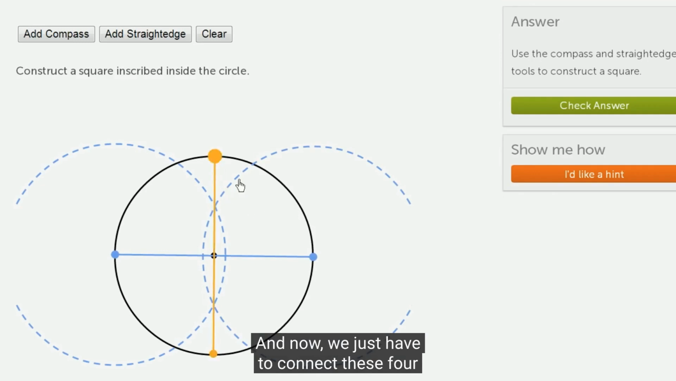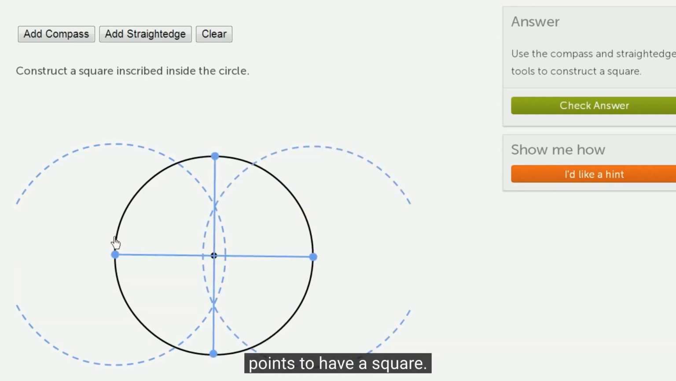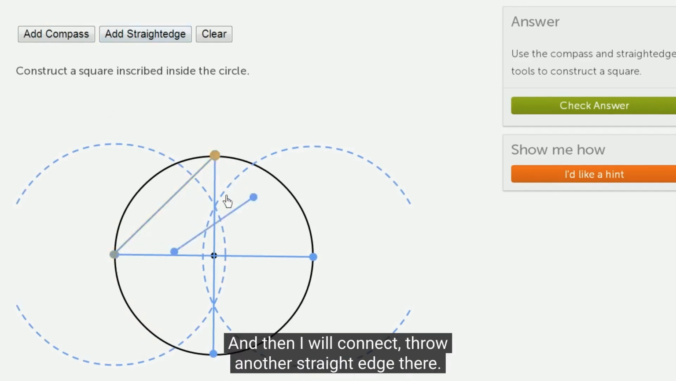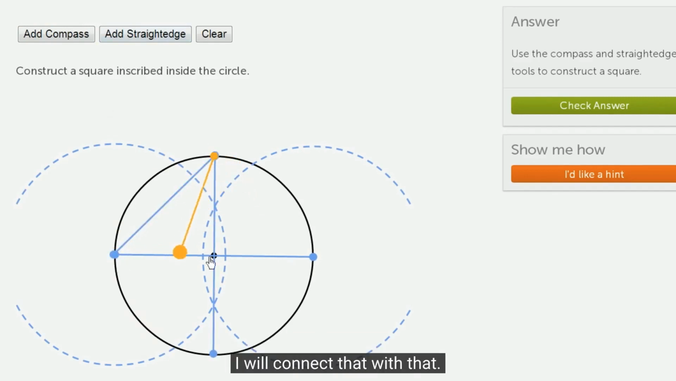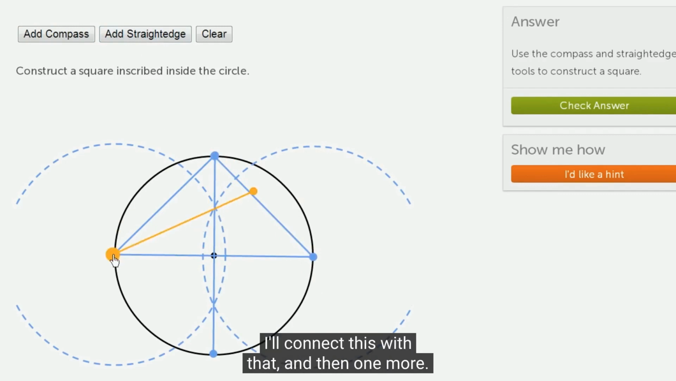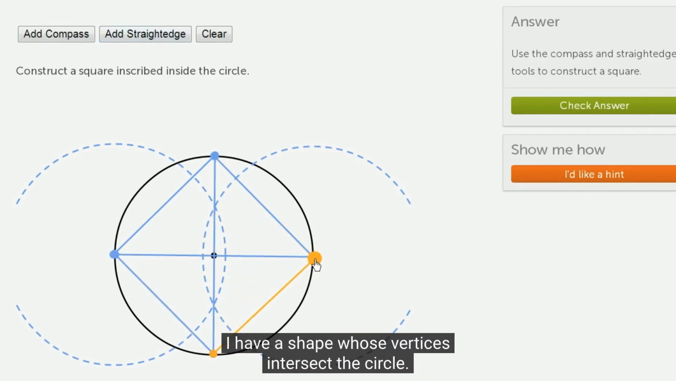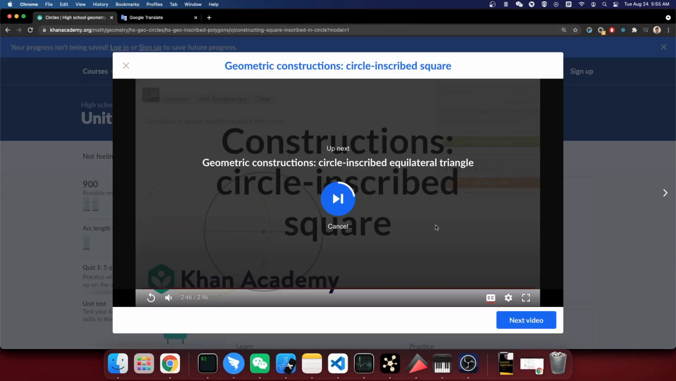And now we just have to connect these four points to have a square. Let's do that. I'll connect that, and then I will connect that with that, and then two more to go. I'll connect this with that, and then one more. I can connect this with that, and there you go. I have a shape whose vertices intersect the circle, and its diagonals, this diagonal and this diagonal, are perpendicular bisectors.